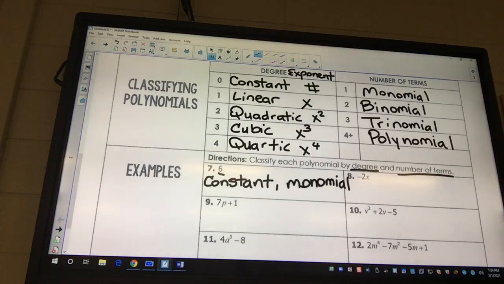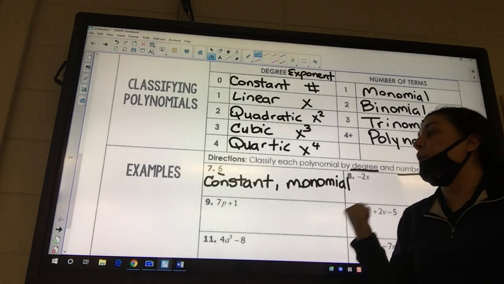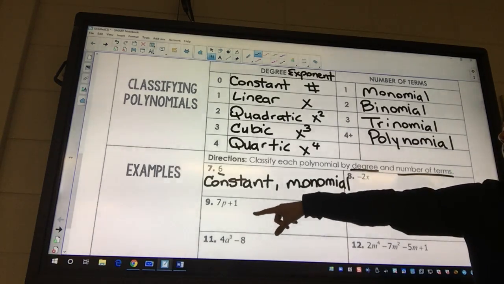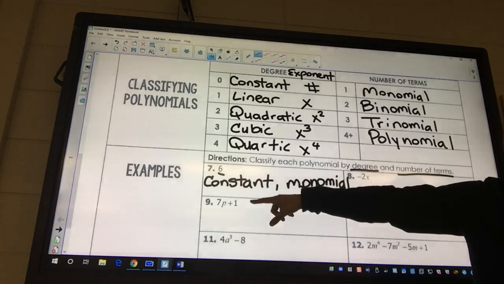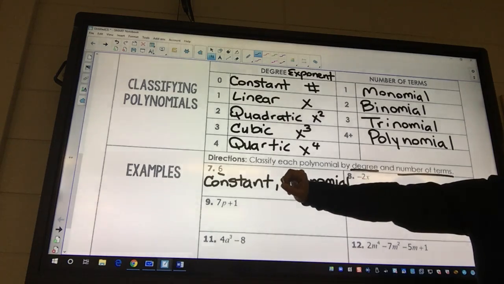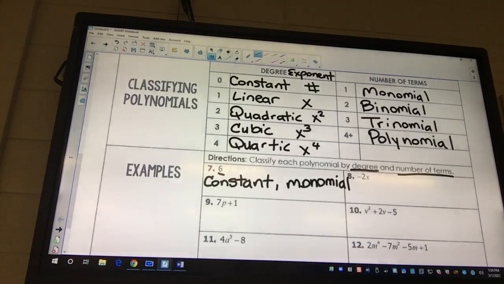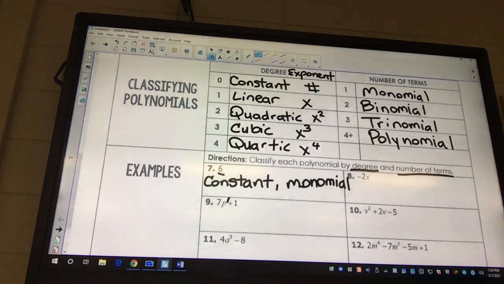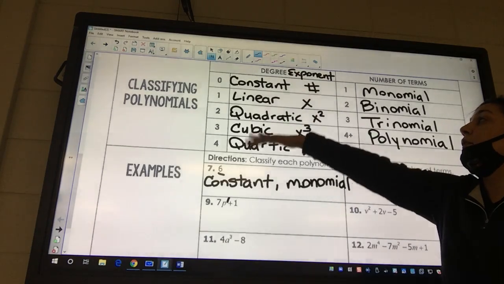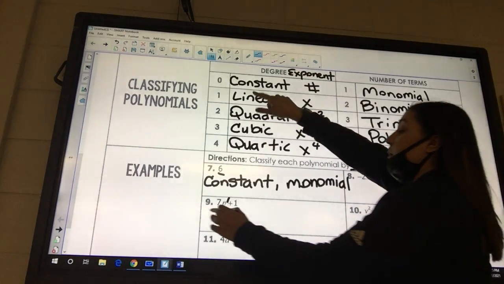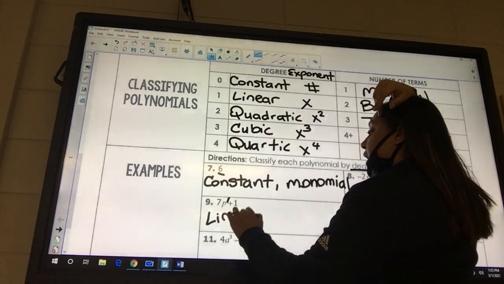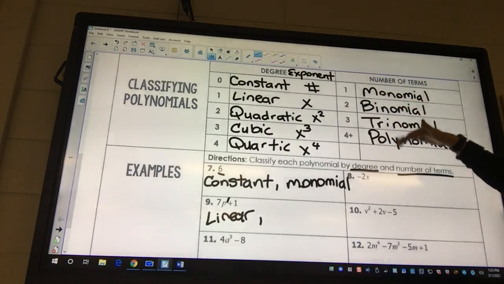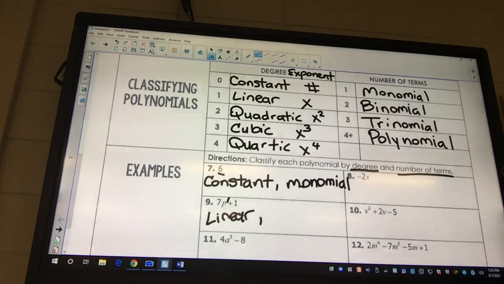Okay, look at 9. What's the highest exponent we have? No, exponent. If there isn't one, what is it? 1. So right here, it's p to the 1. So what's it going to be? If it has the highest exponent of 1, what is it? Linear. Okay. And how many terms does it have? 2.